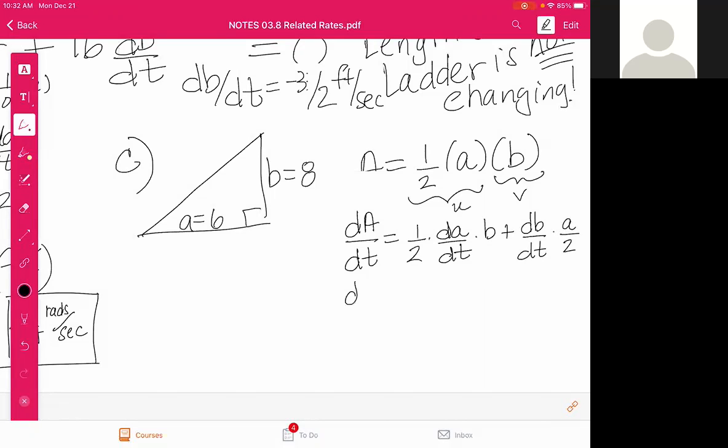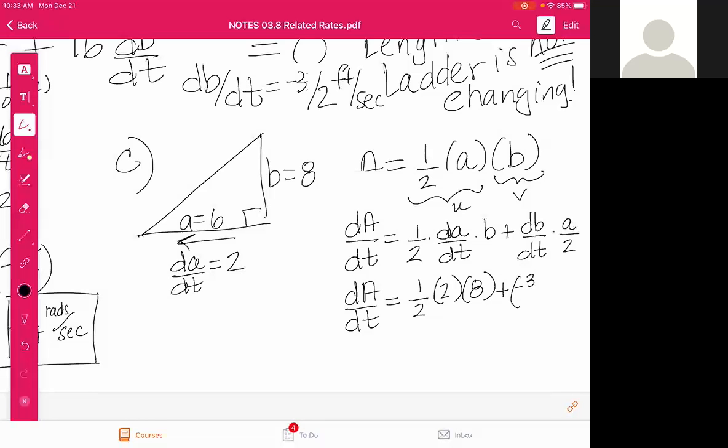All right, so now you're going to plug in everything that you know. So we know that dA dt was 2, right? Remember that was the rate at which the distance was increasing. The ladder was being pulled away from the wall. I know B is 8. We know dB dt because we found that out way back in the first part. So you can put that in there, -3/2. And then times A over 2, so 6 over 2.